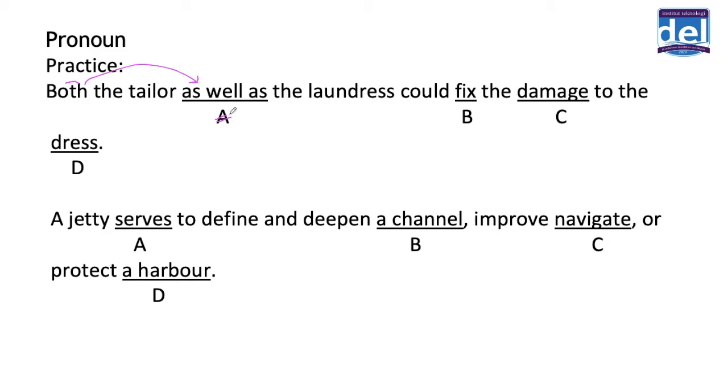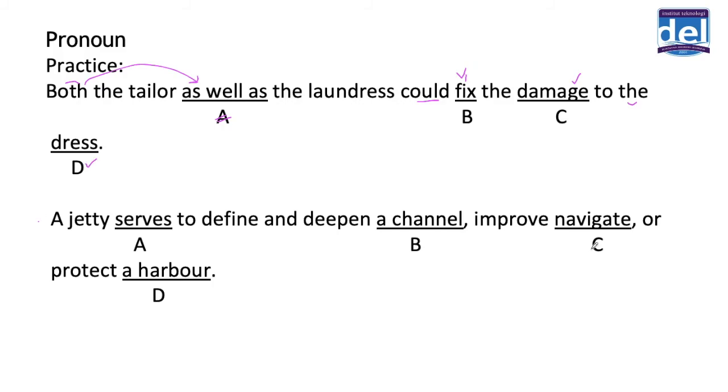But I want to invite you to review the other options as well. Option B is correct because there is this modal, could, and it is followed by fix, which is a verb 1. It is correct, right? And option C, damage, there's nothing wrong with that. And D, dress, there's nothing wrong with that because we have an article here, the dress. Let's discuss the next one.